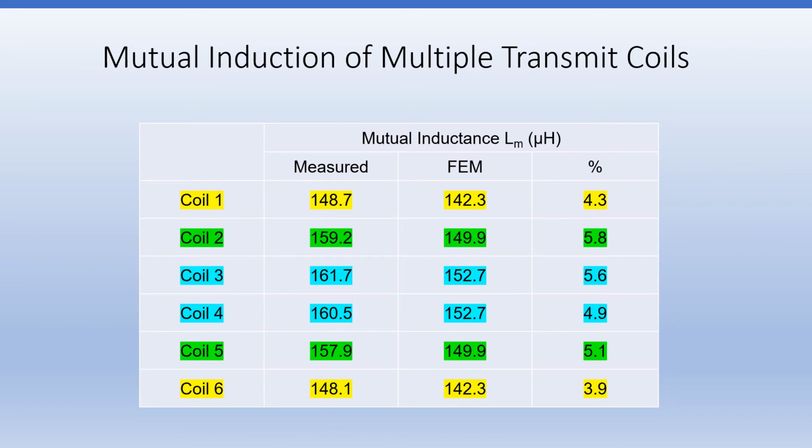The discrepancy between the result calculated by finite element method and the experiment was about 5%. This is due to the homogeneous multi-turn coil used in the finite element model, while in the actual experiment, litz wire was used to minimize the skin and proximity effect.